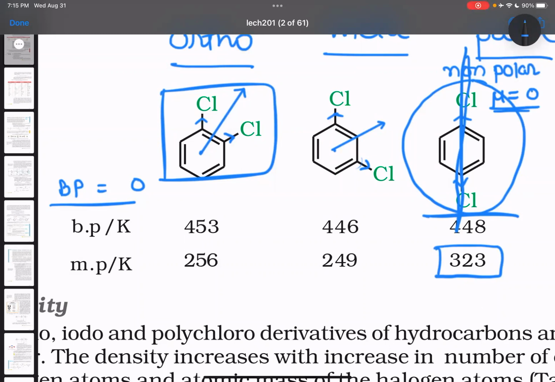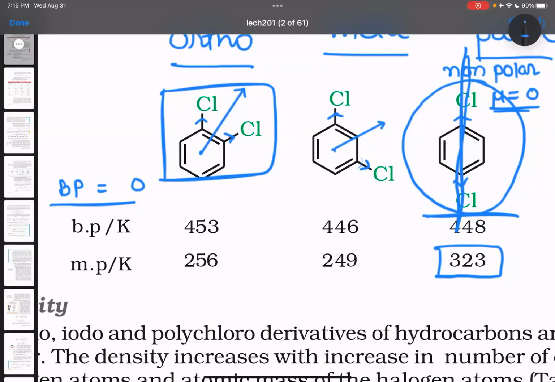Because they are opposite to each other. Actually, melting point, you are melting a solid. So in the solid, the molecules are arranged in a symmetrical order. And if the molecule is symmetrical, they can be placed on each other in a very good way, which means they can be packed together very efficiently.